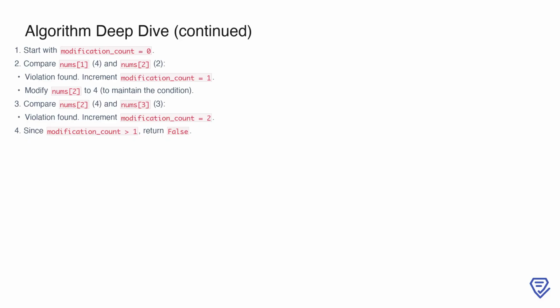Next, comparing the adjusted 2 with 3, we find another violation. This time, we increment modification_count to 2. Since the modification count exceeds 1, we immediately return false. This demonstrates a case where more than one modification is required, making it impossible to transform the array into a non-decreasing sequence within the problem's constraints.